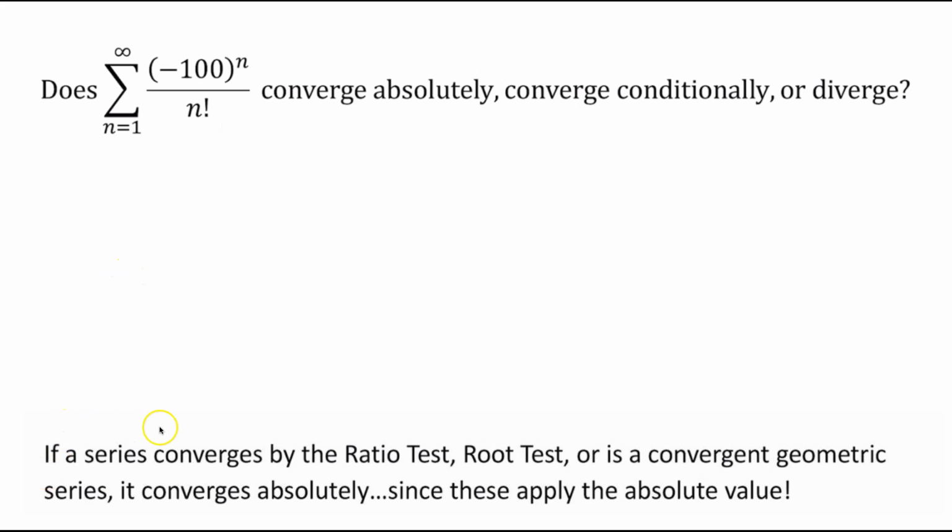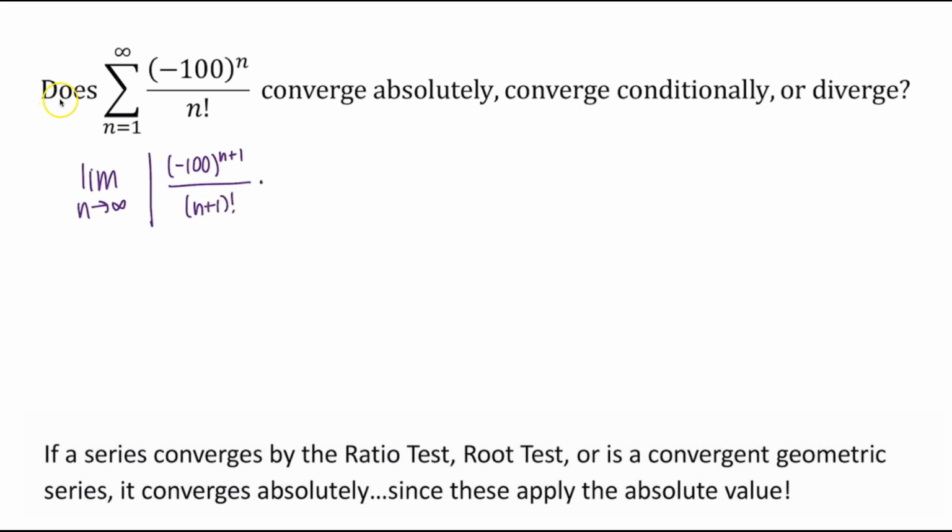It turns out if a series converges by the ratio test, root test, or is a convergent geometric series, it converges absolutely since these apply the absolute value. So we get converges absolutely from all three of these tests because these already take into account the absolute value of the general term. So let's apply the ratio test here. We're going to go ahead and find the limit as n approaches infinity of the absolute value of negative 100 to the n plus 1 over n plus 1 factorial.